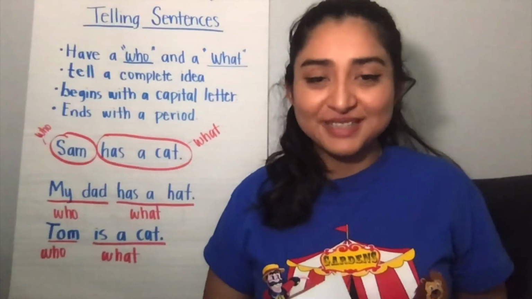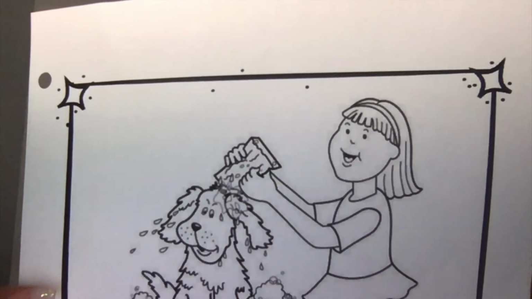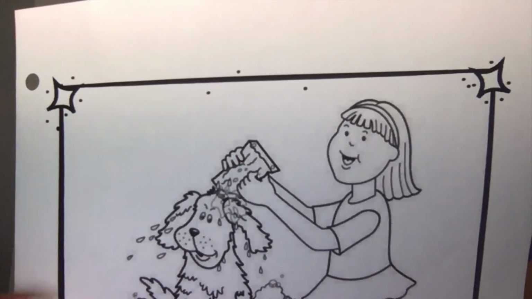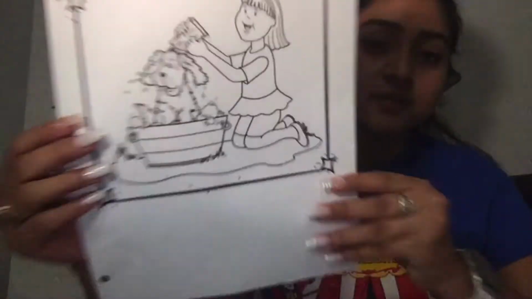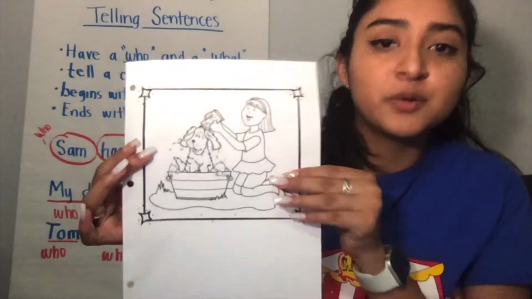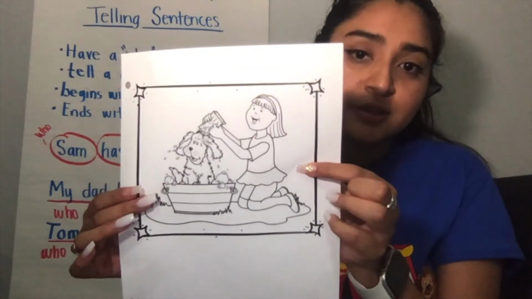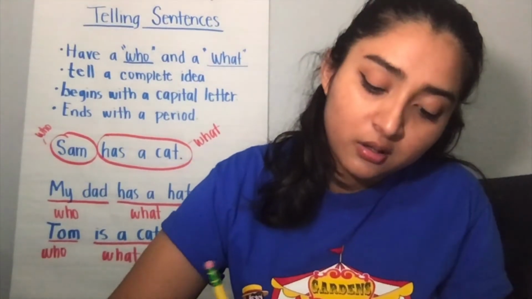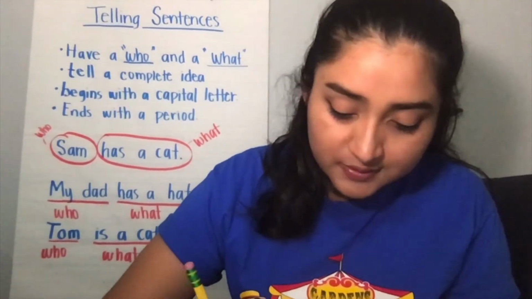Now we're going to look at a picture together. So we're going to take a look at this picture. I see the girl is giving the dog a bath in this picture. So, the first thing I need to do is decide what the naming part of my telling sentence is by thinking of who. So, if we take a look at this picture, we can see a little girl. So, the naming part, or our who, is the little girl. So, I'm going to write that down. So, the girl is our who.